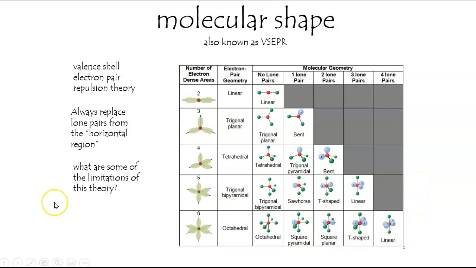This is valence shell electron pair repulsion theory, better known as shape.